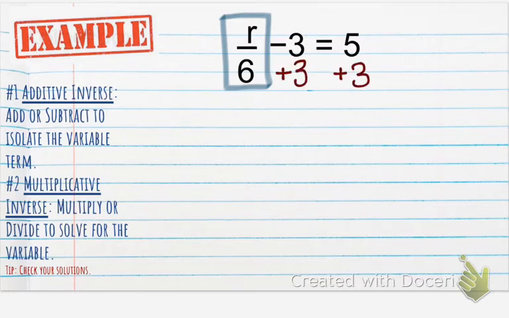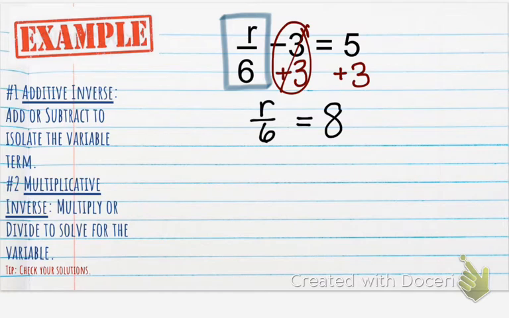Now what happens when you're adding opposites? For example, on negative 3 plus 3, we get a zero pair, and that's the whole purpose, is trying to get rid of that. So now we have r divided by 6, which is equal to 8. How do we get the 8? The 5 plus the 3.